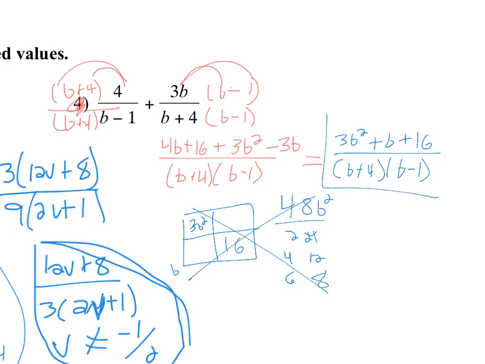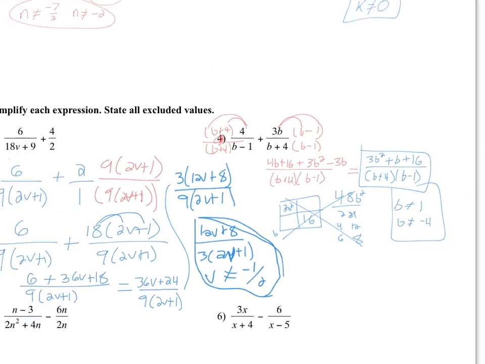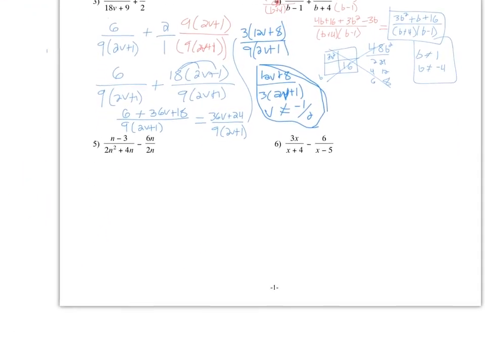It seems like this is our final answer, and when I look at the answer key, yeah, it is. I've got to be sure to exclude a couple values. b cannot be 1, and b cannot be negative 4, so make sure that you have those as well. All right, we're trucking along.